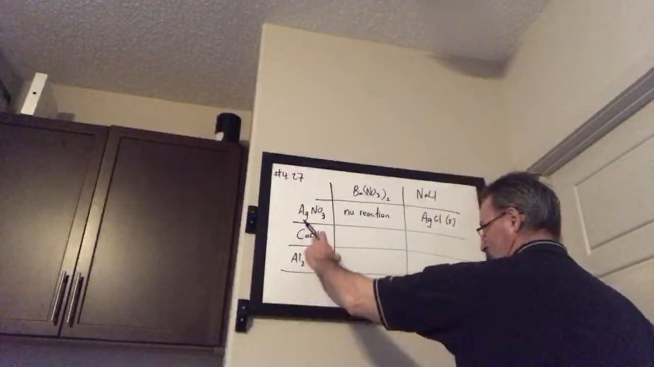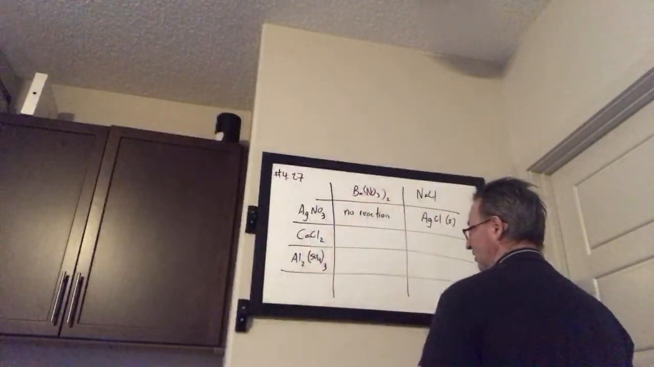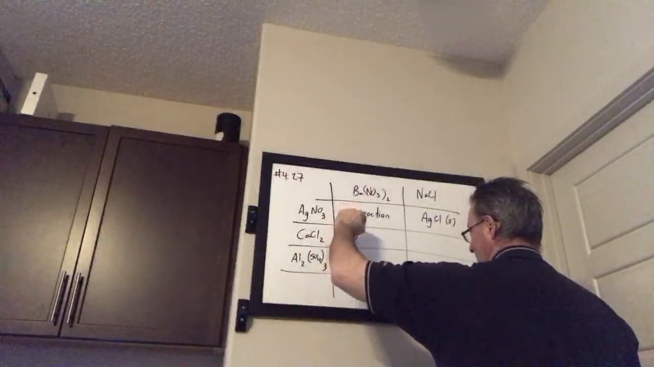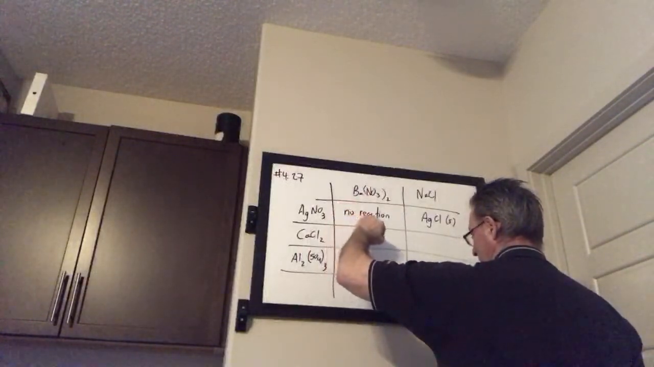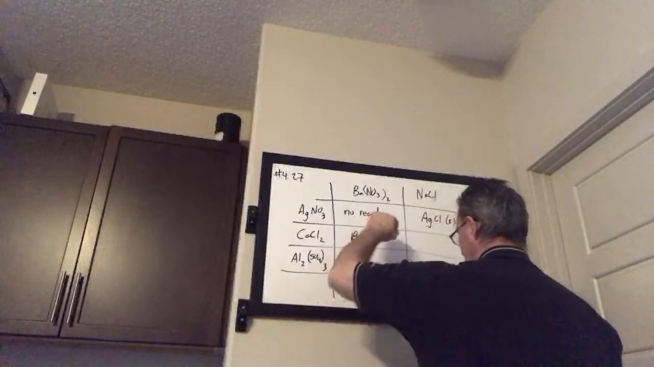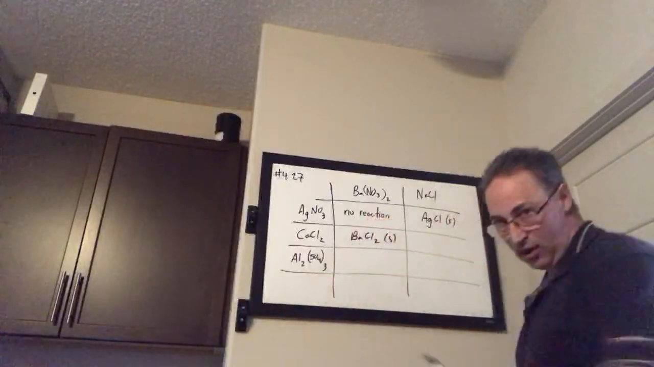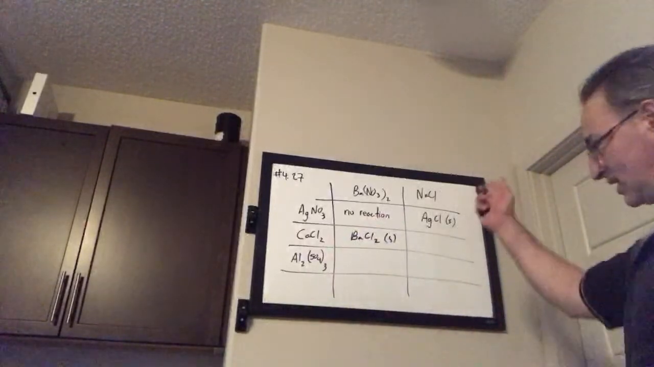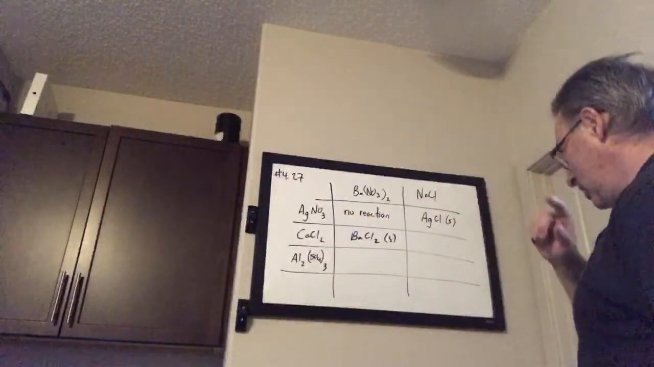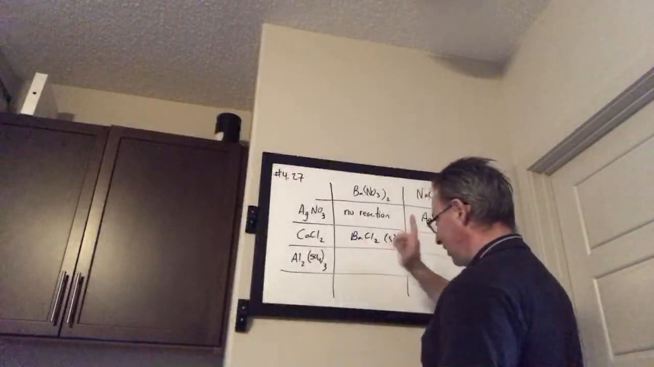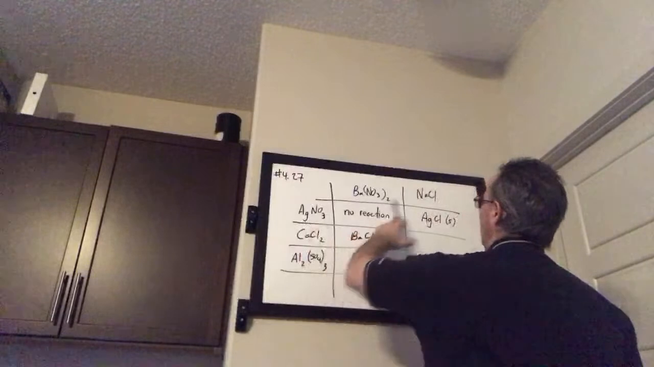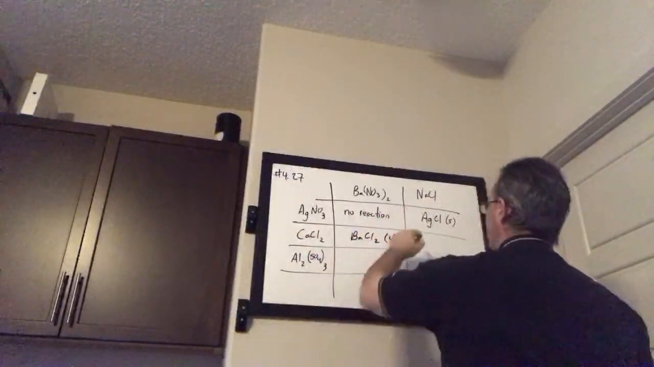Then, if you combine calcium chloride with barium nitrate, you're going to get barium chloride as a precipitate, because chlorides of barium are not soluble. Nitrates, all nitrates are soluble. So anytime you see nitrate as the counter ion, you know the thing is going to be soluble. But chlorides and barium, no, you're going to get precipitation in water. Calcium chloride with sodium chloride, same counter ion, no reaction.